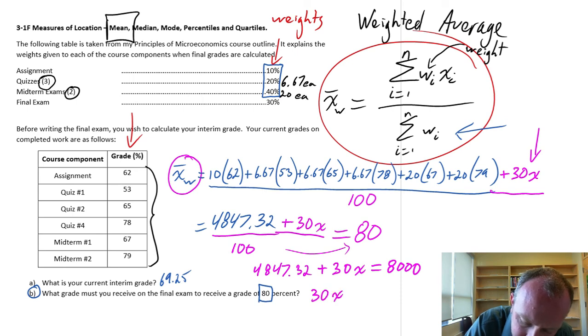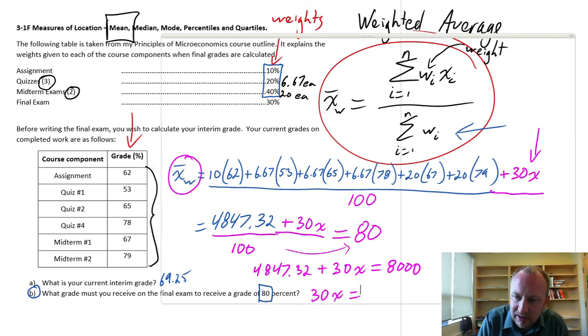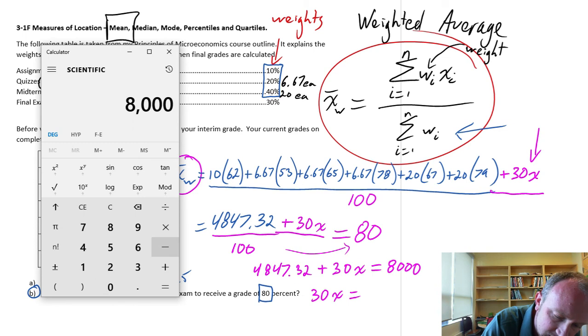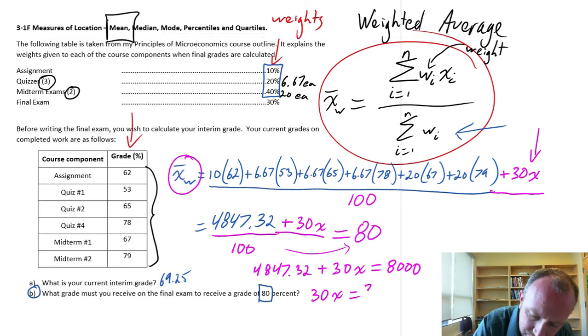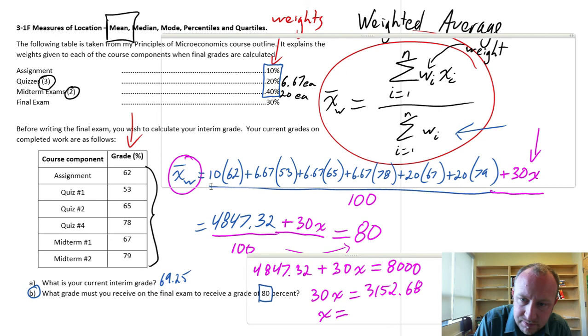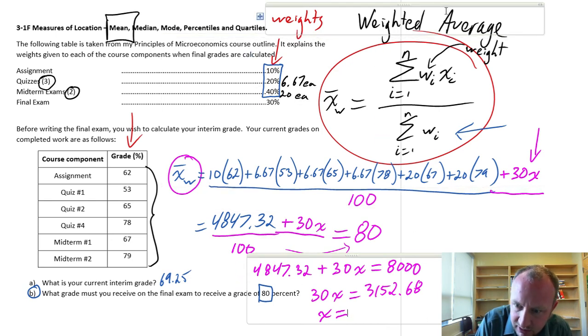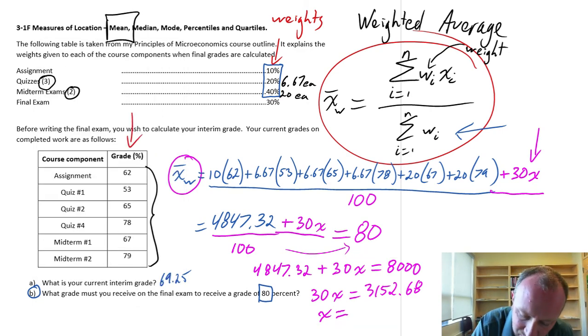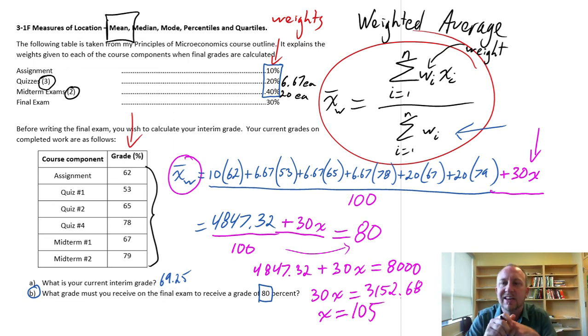30x equals 8,000, and I'm going to bring that 4847.32 to the other side. So 8,000 minus 4847.32 is 3152.68. So x equals, now if I solve for x, where's my calculator? 3152.68 divided by 30. I need 105% on the final exam.